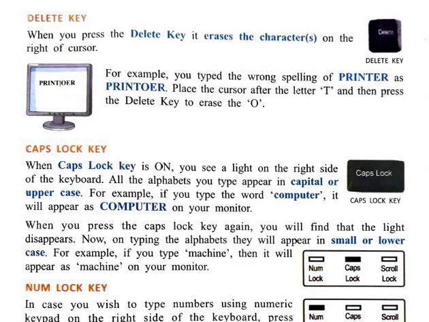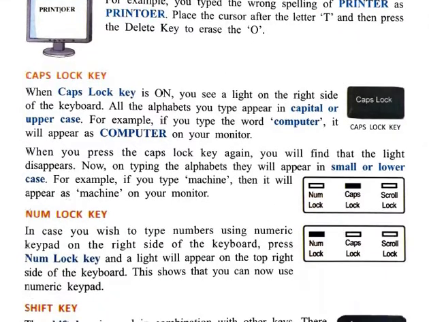First one is the delete key. When you press the delete key, it erases the character on the right of the cursor. Which key do we use? Delete key. For example, you type the wrong spelling of printer. If you want to erase the extra letter, the cursor is on T, press the delete key, and it erases the letter. All of you clear? Delete key.